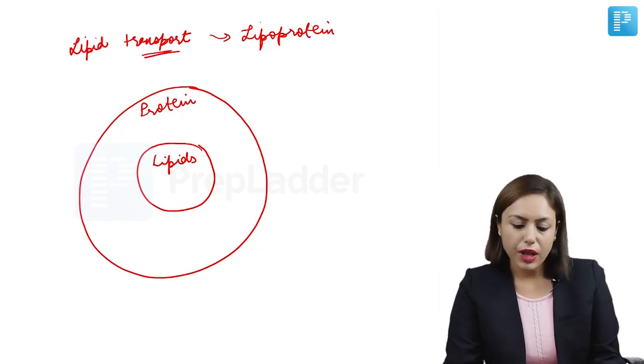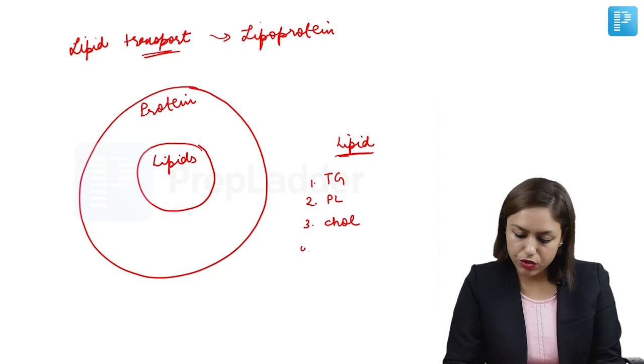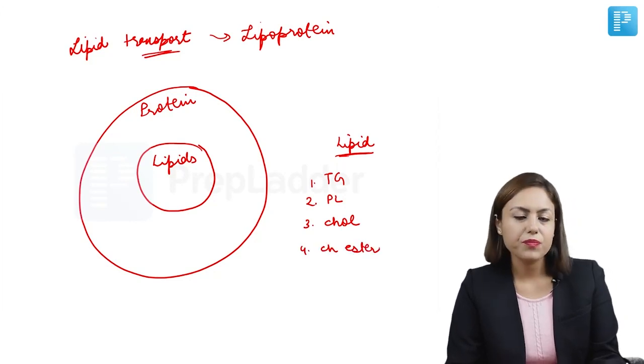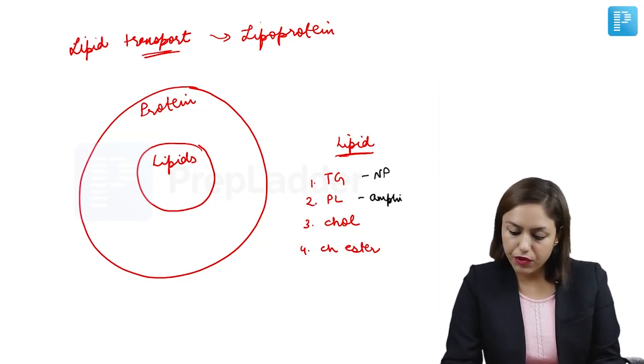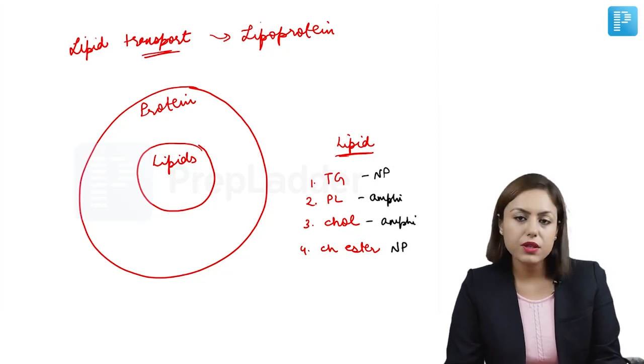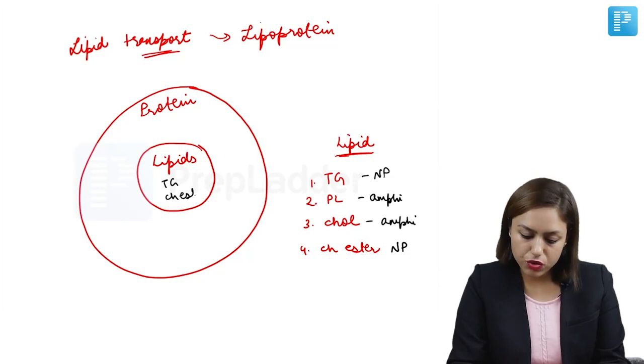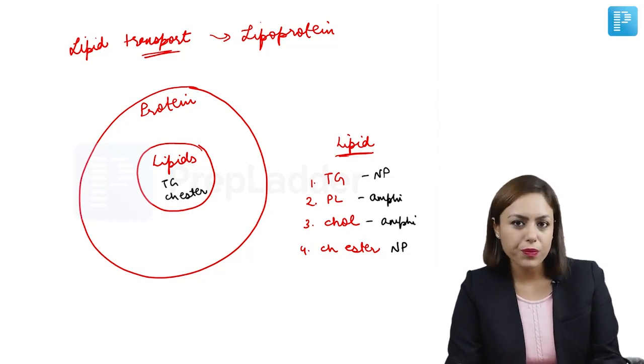Okay. So lipoprotein has lipid plus protein. Which lipids are present in lipoprotein? We have triglyceride, phospholipid, cholesterol, cholesterol ester, right? Triglyceride is non-polar. Phospholipid is amphipathic. Cholesterol has one OH group, so it is amphipathic. Cholesterol ester is non-polar. Okay, so the non-polar lipids like triglyceride and cholesterol ester are present in the core, and the amphipathic lipids are towards the periphery.